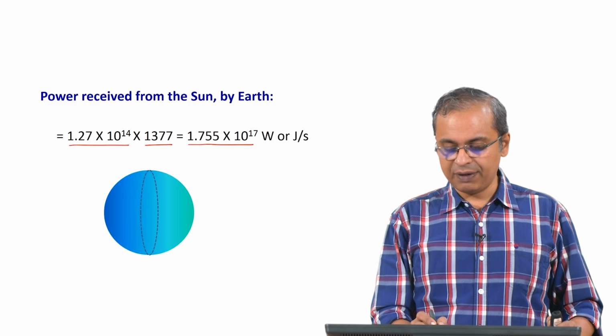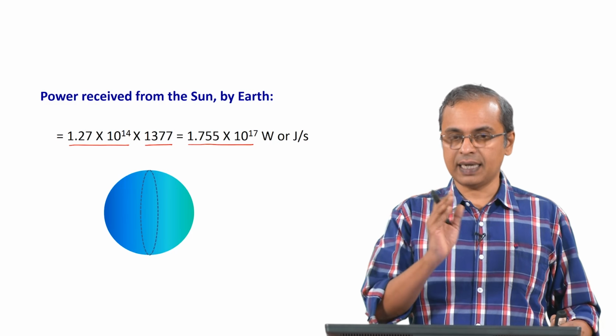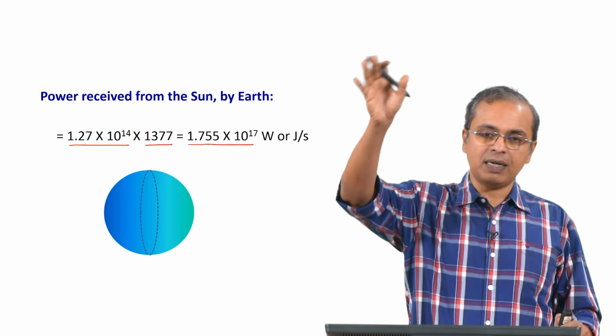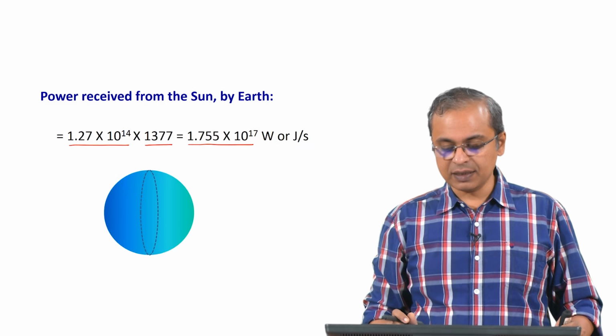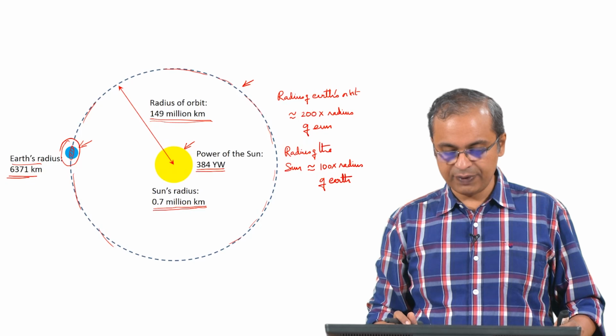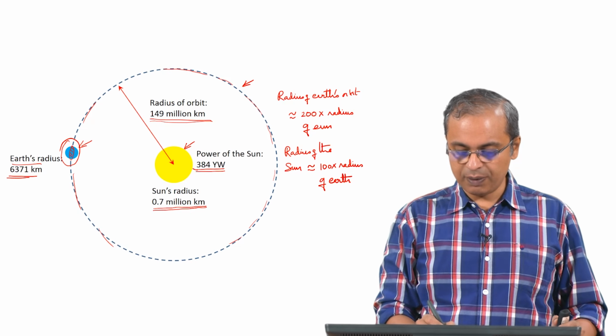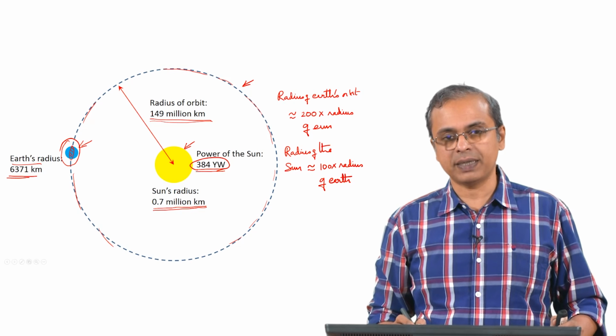So, 1.755 into 10 power 17 watts, or joules per second, is arriving on the earth. The sun is far away, but it is releasing a very large amount of power. We had this value here, 384 yotta watts, which is the amount of power that is being released by the sun.